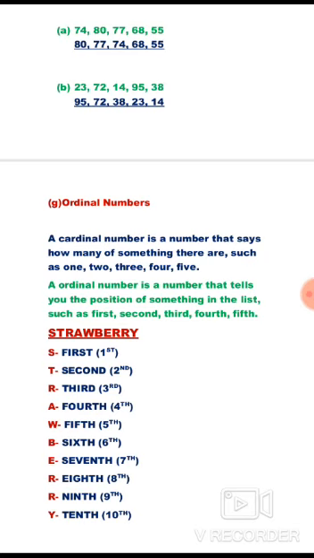Now you see one thing. In short form we write first as 1-S-T. Second you write 2-N-D. Third you write 3-R-D. But from fourth we use TH with the number of the position. Okay. It will be 11th, 12th, 13th, 14th, like 11-TH, 12-TH, 13-TH, 14-TH, 15-TH, in this way. Okay.